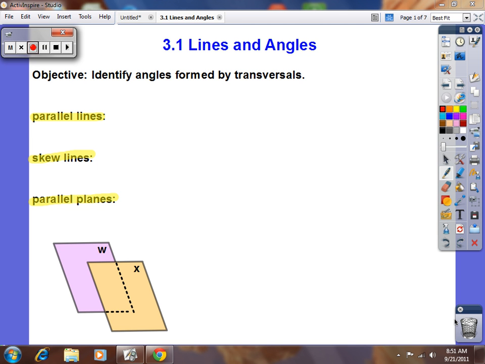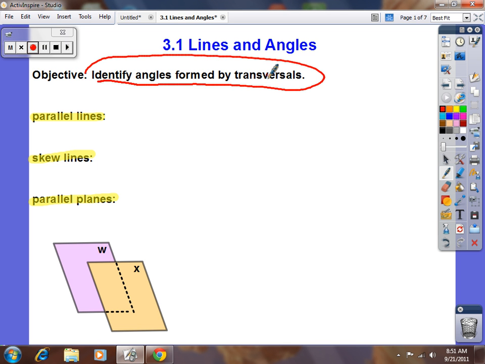3.1 lines and angles. You got to leave today being able to identify angles formed by a transversal. So we got to tell you what a transversal is. Let's do parallel lines. Let's get a definition for parallel lines. Parallel lines, let's put this 2D. So two-dimensional.